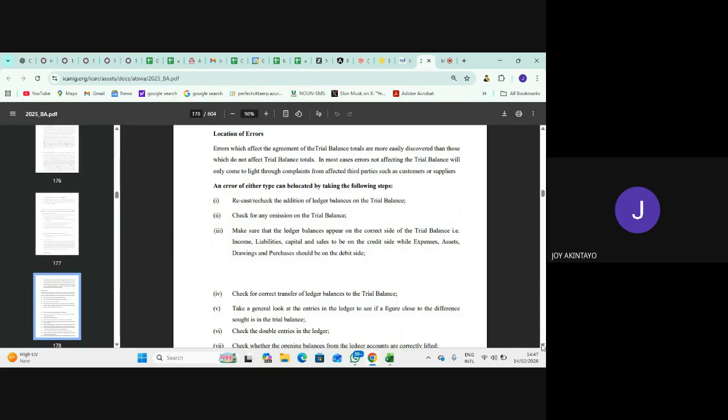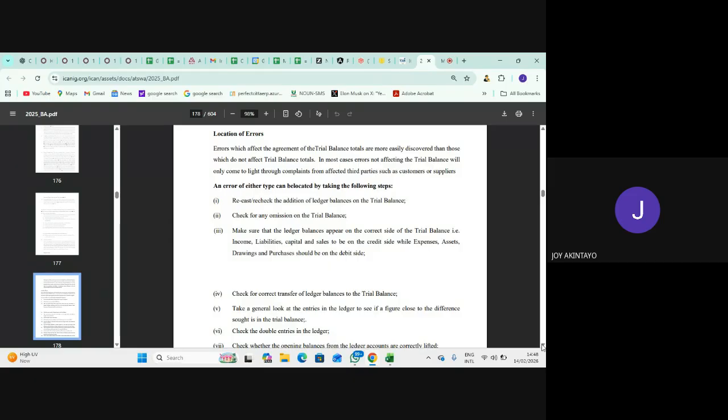Then what are the tips we can actually use to locate our error? One, the first thing is you recap or recheck the addition of your ledger balances on your trial balance. You recap both the debit and credit side of your trial balance to see what has actually happened. Then check for any omission on the trial balance. You look if there is any omission error on your trial balance.